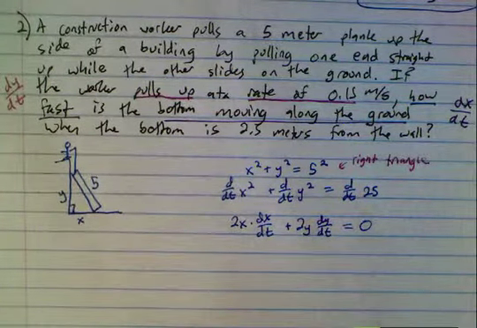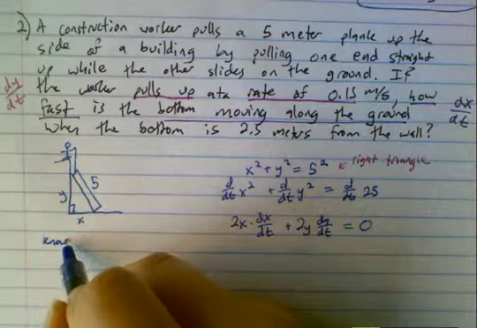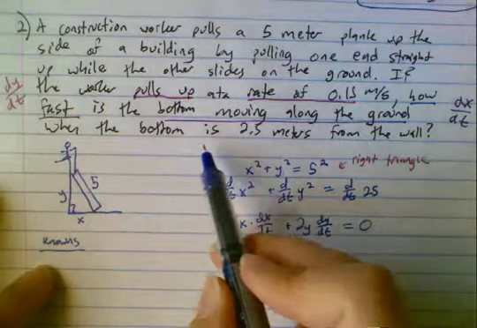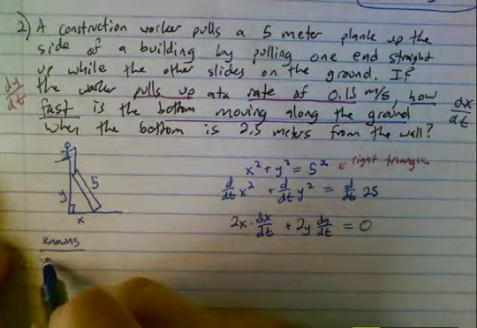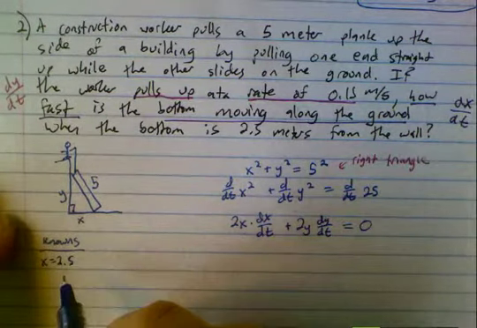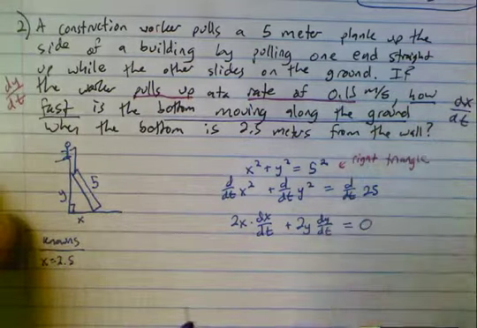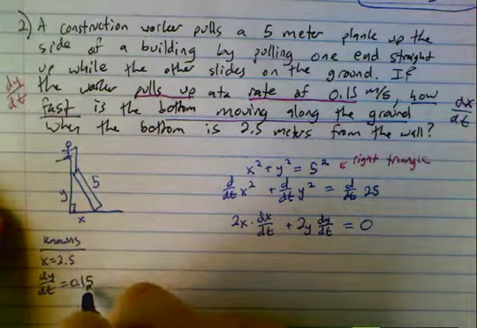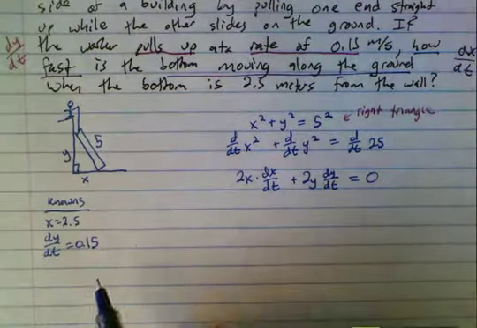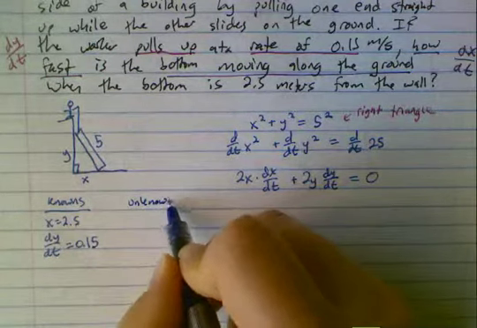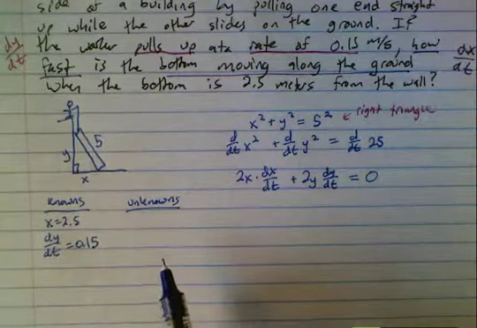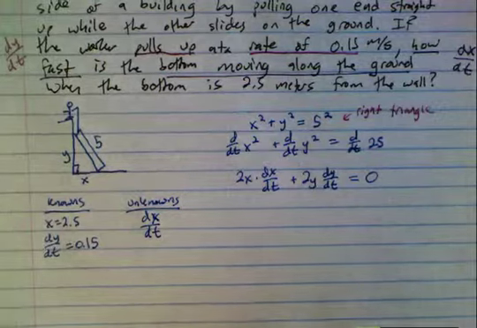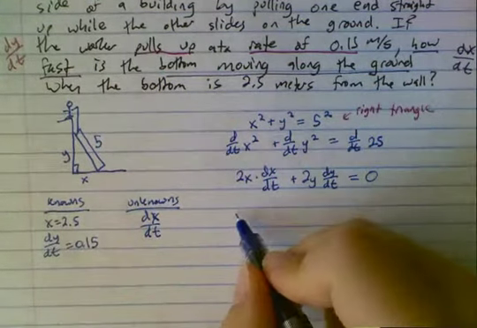Now we have some knowns and some unknowns. We know the bottom is 2.5 meters from the wall, so that's x equals 2.5. We know that the worker pulls up at a rate of 0.15 meters per second, so that's dy dt. We want to find how fast the bottom is moving along the ground, so that's dx dt. And we can just plug those right in here.